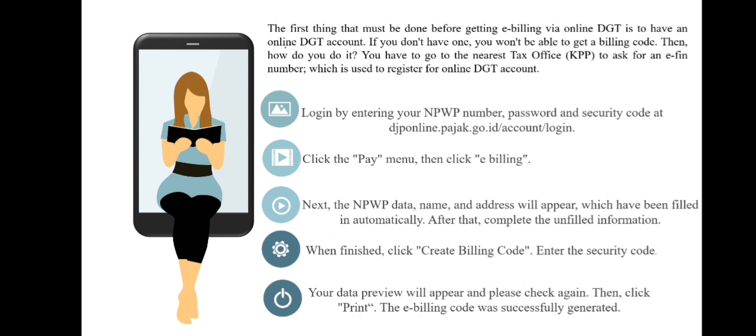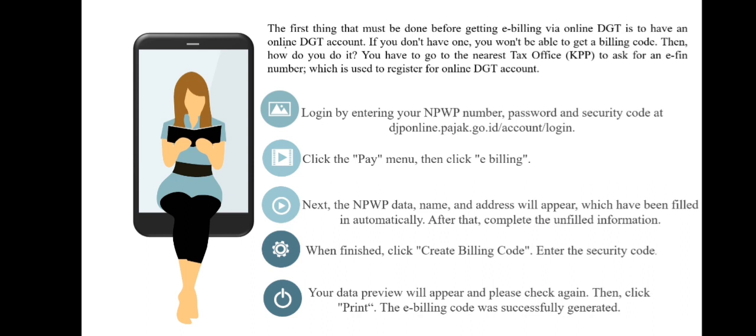So the first step is to log in by entering your NPWP number, password and security code at djponline.pajak.go.id/account/login. The second step is to click the Pay menu and click e-billing. The third one, next the NPWP data, name and address will appear, which have been filled in automatically. After that, complete the unfilled information.